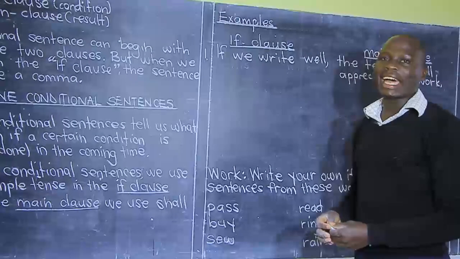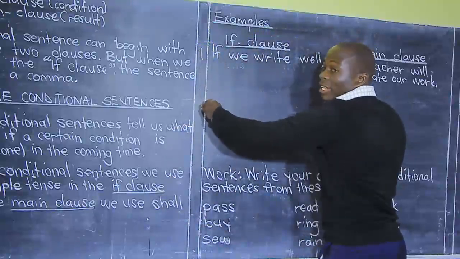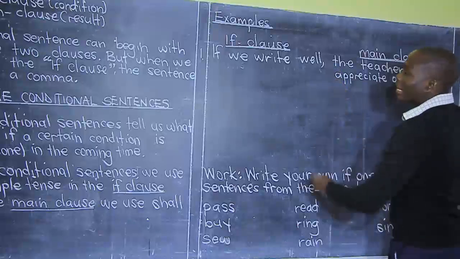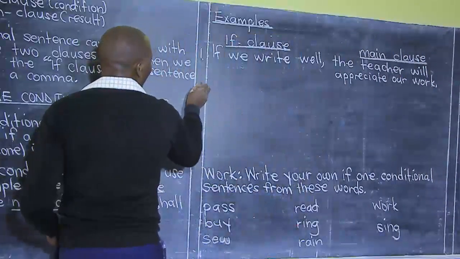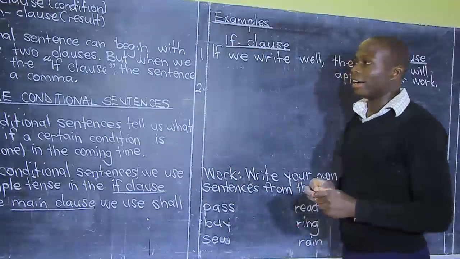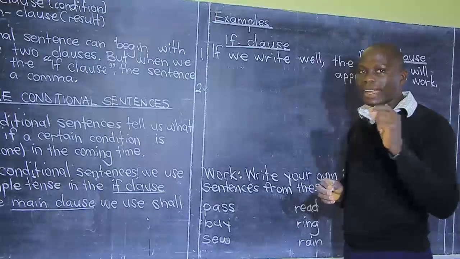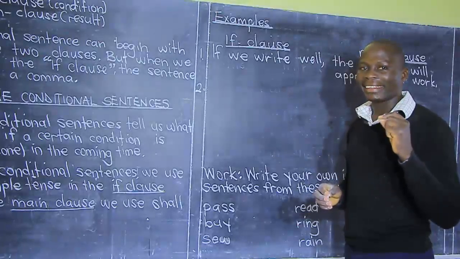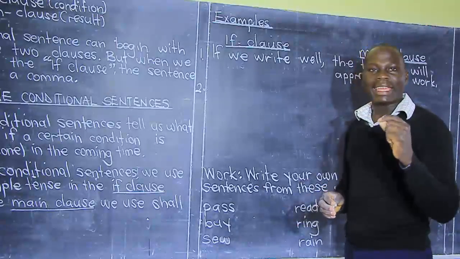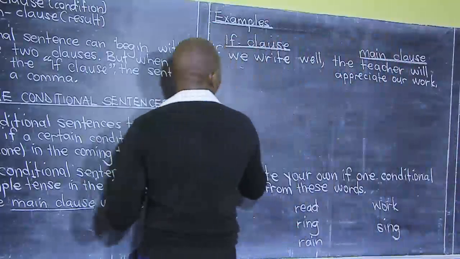Let's look at another example. Still, I'm going to put the if part, the if clause, and then I'll put this part to show you the main clause. Let's look at example 2. I'm going to use some verbs to make these sentences. Let me use the verb come. If daddy comes back early, we shall eat supper with him. You see that? Let me put it down here.